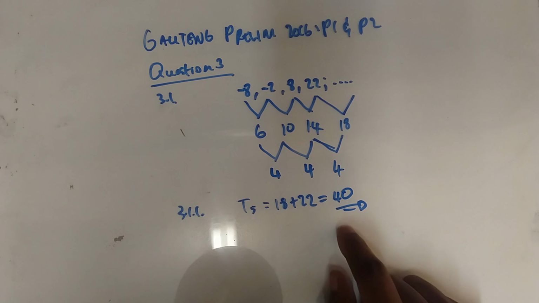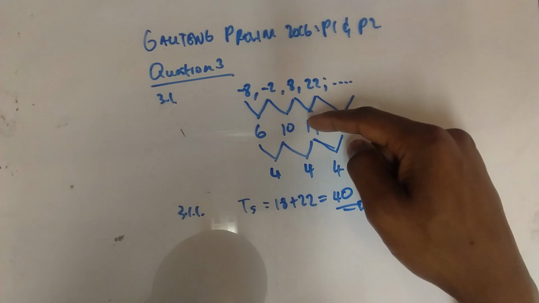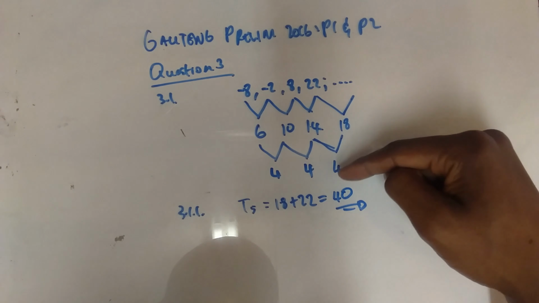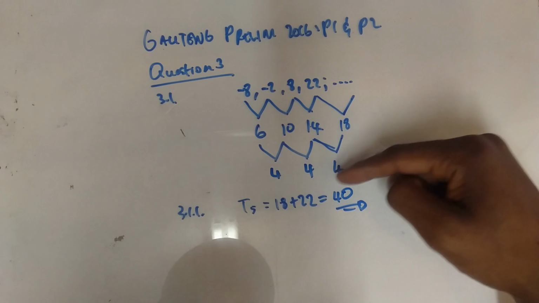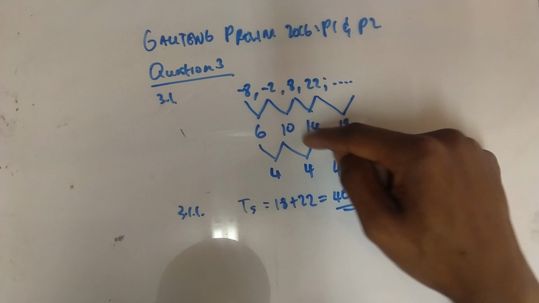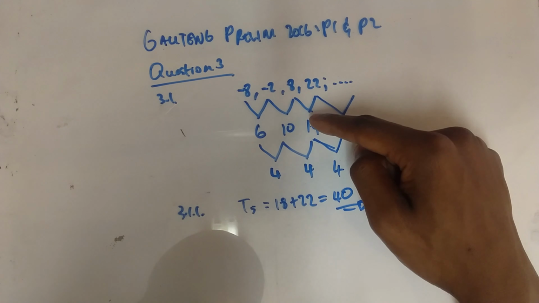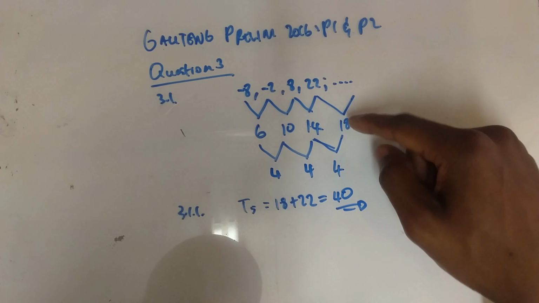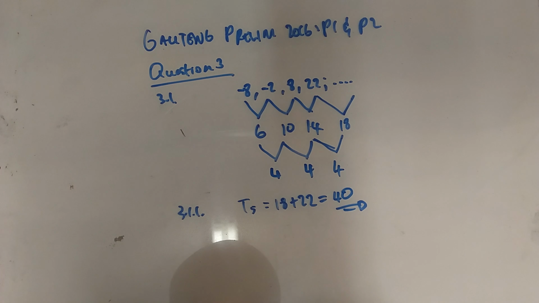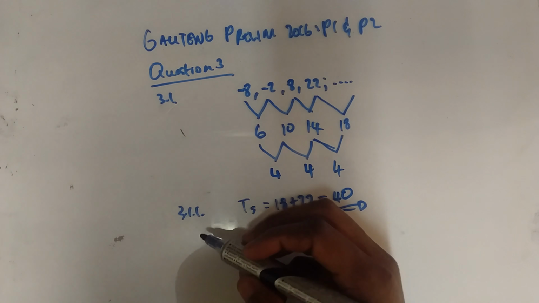So how did I get this 40, guys? I checked and saw that there has to be a number which has a 4 as a common second difference, and then that 4 I added to the previous first difference, which is the predecessor, and then I got 18, and then I just add the two numbers such that I can get the fifth term.